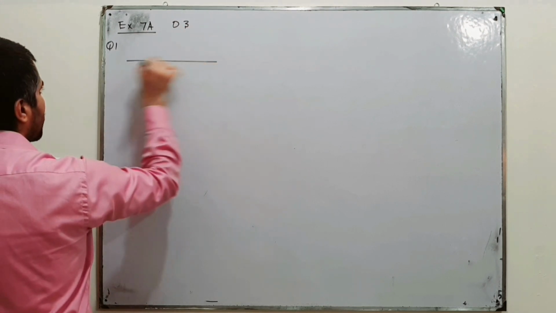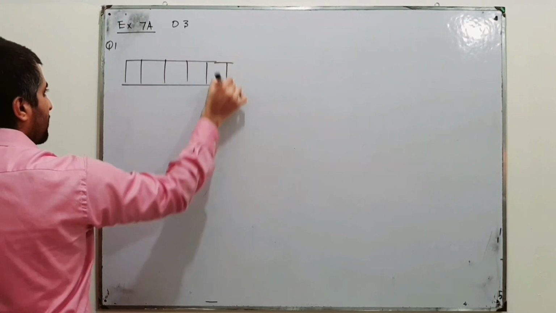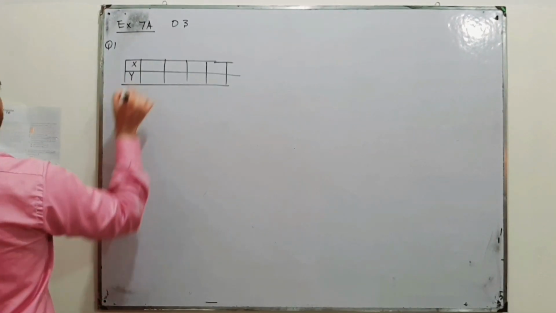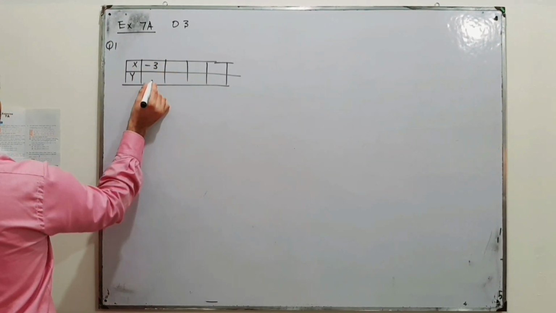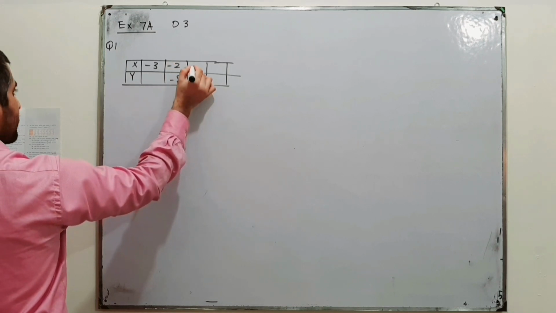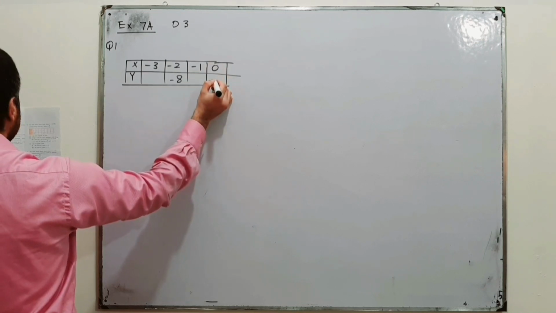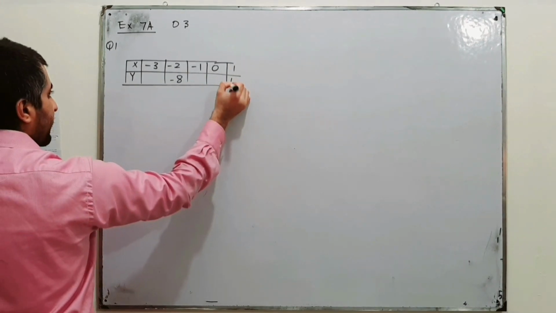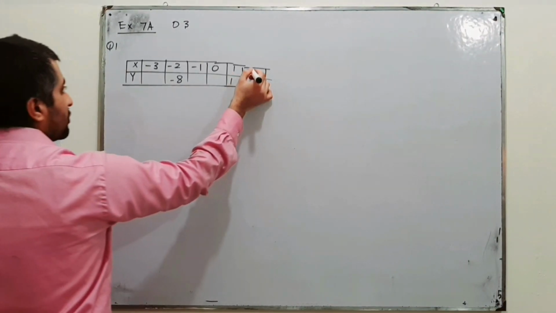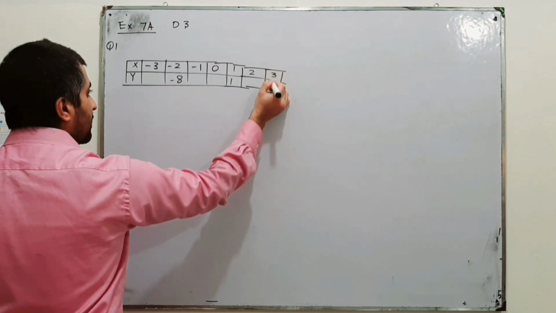Okay, we have got a table, and in this table we have values of x and the corresponding values of y. This is x, this is y. So when x is minus 3, we don't know y. When x is minus 2, y is minus 8. When x is minus 1, y is missing. When x is 0, y is missing. When x is 1, y is 1. And then when x is 2, y is missing. And the last one, when x is 3, y is 27.